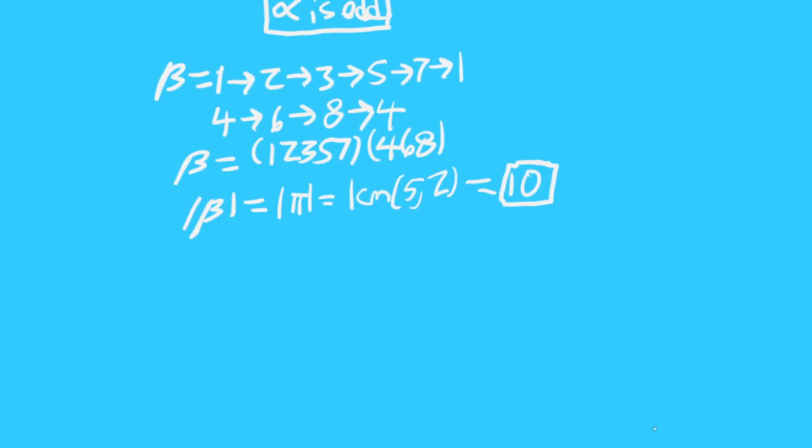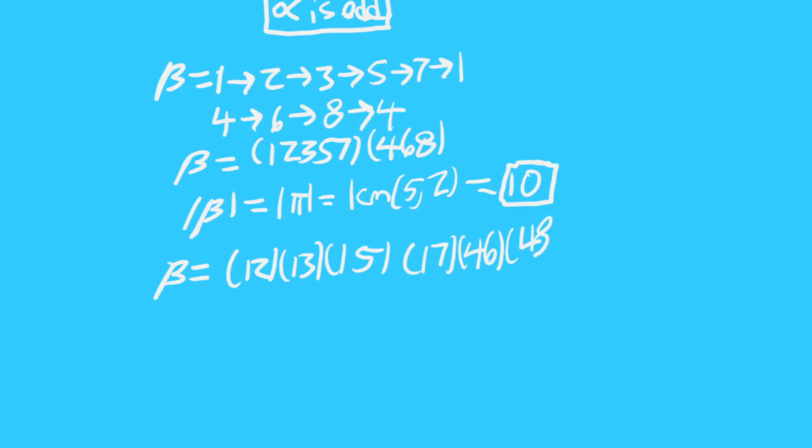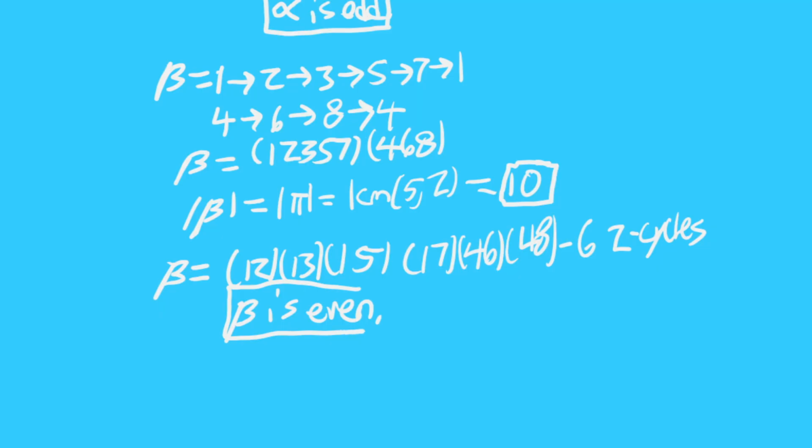And then let's split beta up into 2 cycles. Oops, it's supposed to be 1, 5. So we have 6, 2 cycles. So beta is even. And that's all we need to do for this first problem.